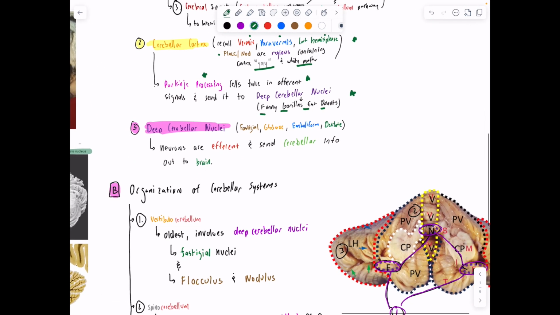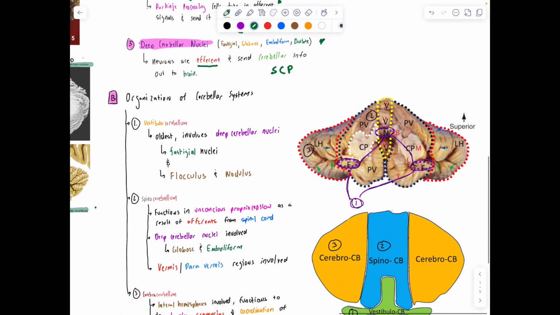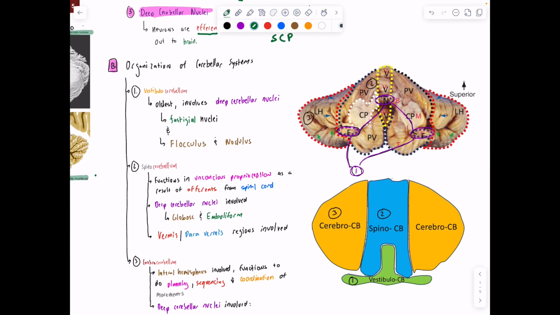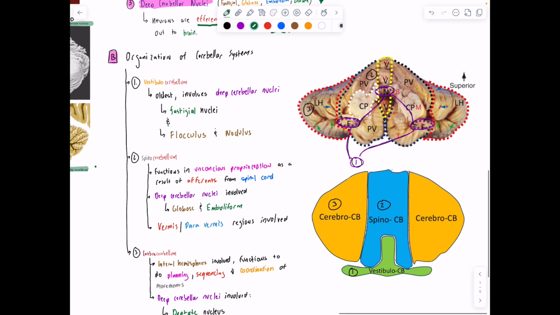All right, so then you get to the deep cerebellar nuclei after the cortex, and they are efferent nuclei, meaning their neurons are going to send their axons out via the superior cerebellar peduncle to the brain. Okay. All right. So then organization is kind of nice in the sense that we can sort of map this guy out a tiny bit.